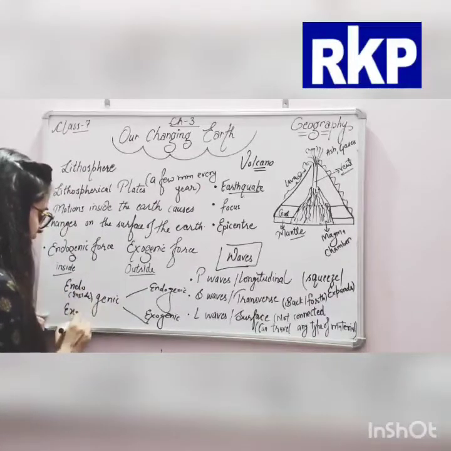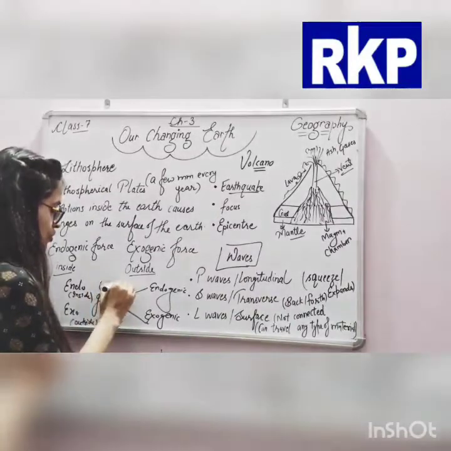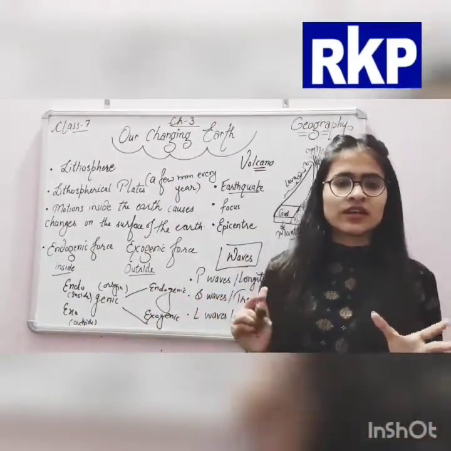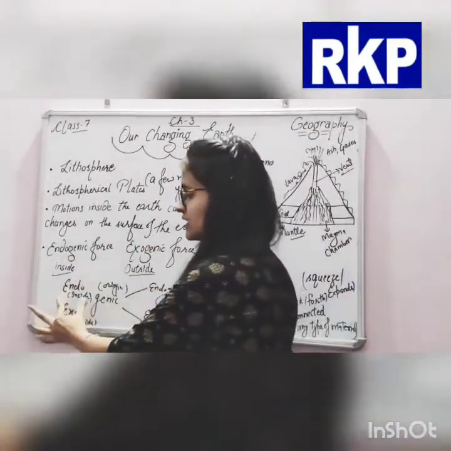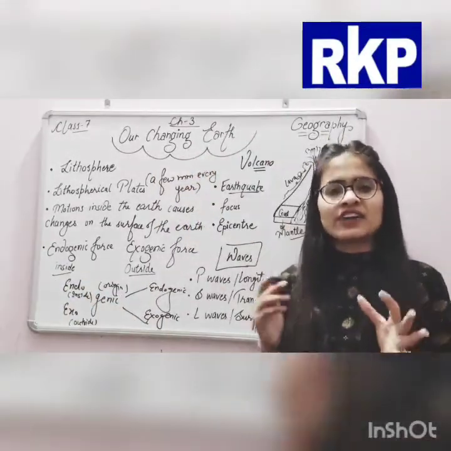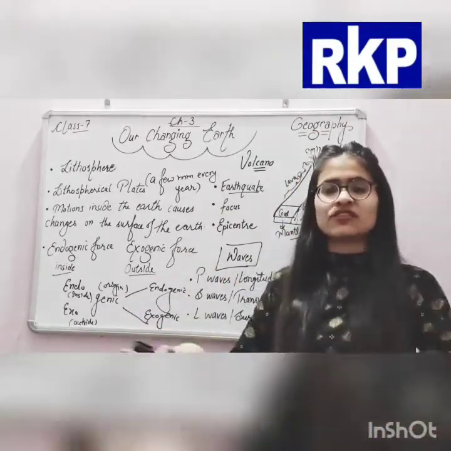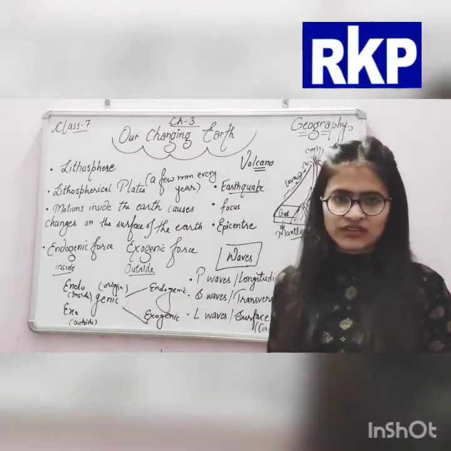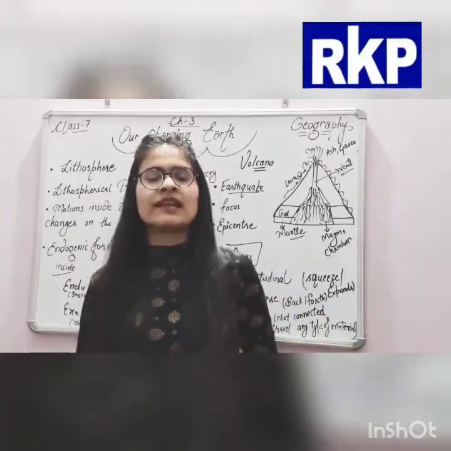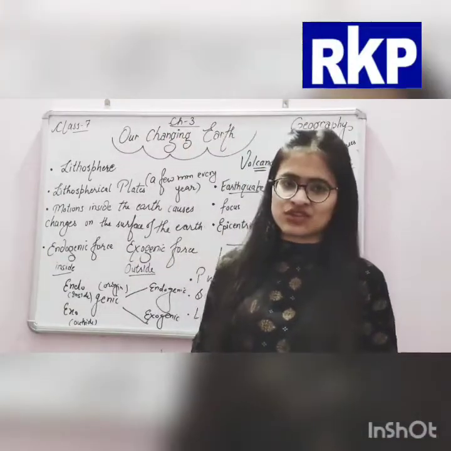Endo means inside, exo means outside, and genic means origin. The force that works in the interior of the earth is called endogenic force. The force that works on the surface of the earth, or outside of the earth, is called exogenic force. Endogenic forces produce sudden movements like earthquakes and volcanoes, and they cause large destruction.